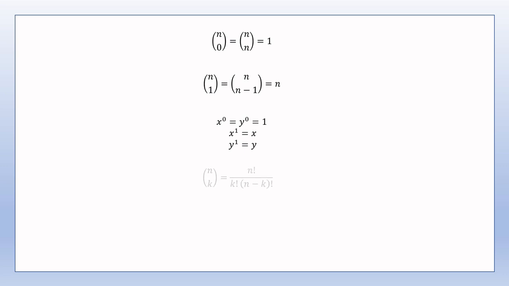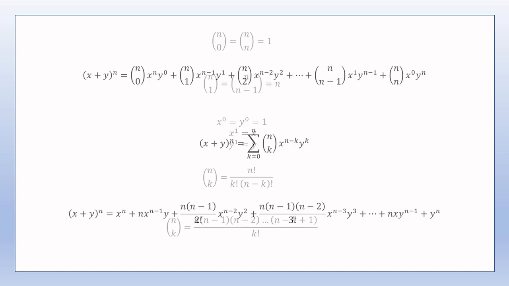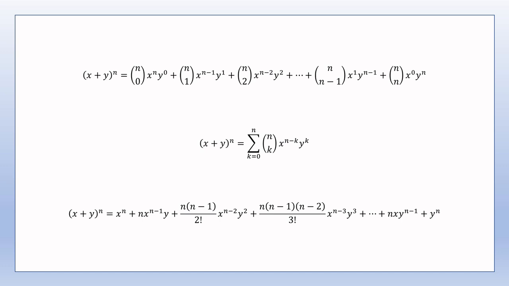Also, the binomial coefficients can be replaced with either n factorial over k factorial times n minus k factorial, or there's another form which is n times n minus 1 times n minus 2, up to n minus k plus 1, over k factorial. And therefore we can write the formula for the expansion of x plus y to the power of n as shown on the screen now.